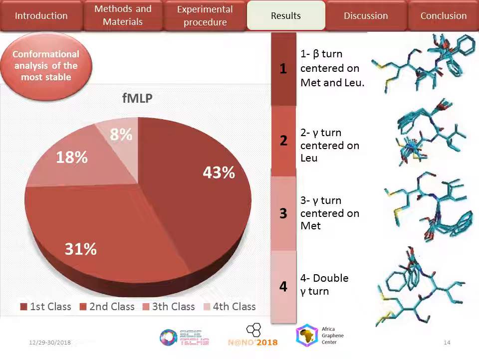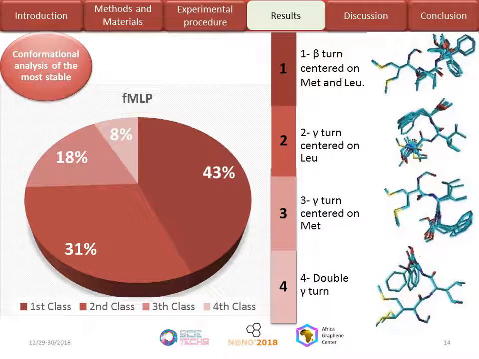The conformational analysis of the most stable conformers of the parent peptide FMLP shows that it can adopt varied conformational structures, with the majority distributed into four classes. The first class is represented by 43 conformers adopting a beta-turn structure centered on methionine and leucine. The figure gives the superposition view of the conformers belonging to this class, which are stabilized by a hydrogen bond between the CO of formyl and the NH of phenylalanine.